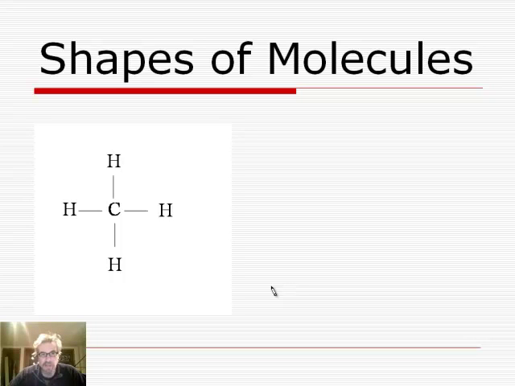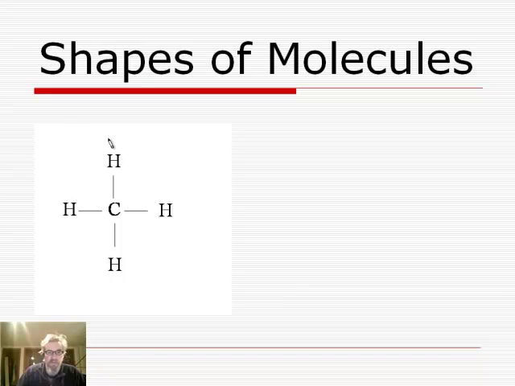Today we're going to talk about the shapes of molecules. Lewis structures are interesting and they're useful for telling us the arrangement of the electrons, the valence electrons in molecules, but they don't always give us the shape. In fact, a lot of the time they don't give us the shape.